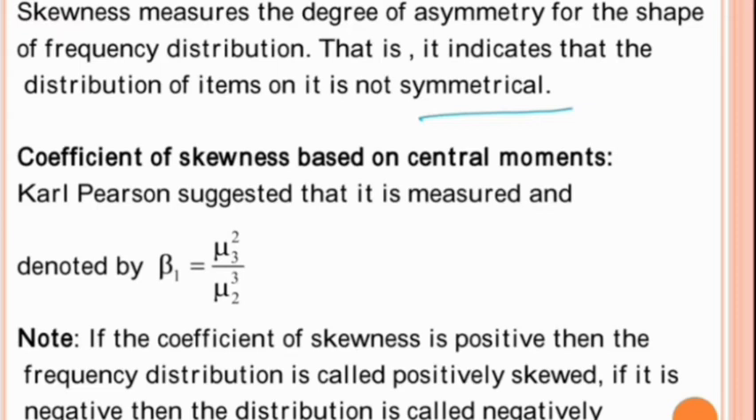What is the coefficient of skewness? The coefficient of skewness based on central moments is given by beta 1 equal to mu 3 square upon mu 2 cube, and this was suggested by Karl Pearson. Now there is one note. If the coefficient of skewness is positive, then the frequency distribution is called positively skewed. If it is negative, then the distribution is called negatively skewed. And if the coefficient is 0, then the distribution is called a symmetric distribution.